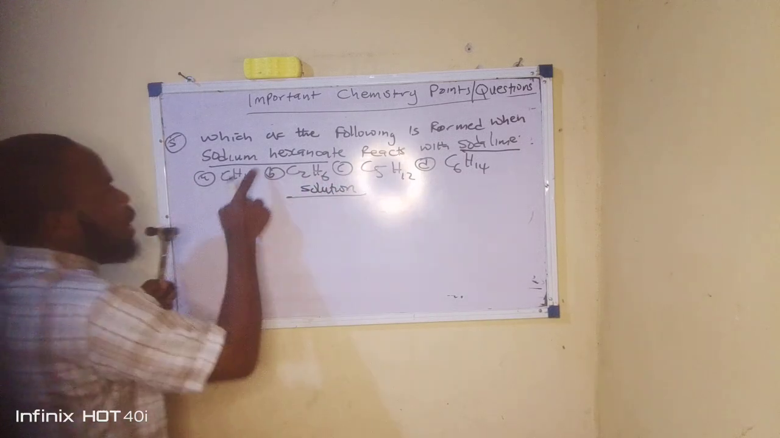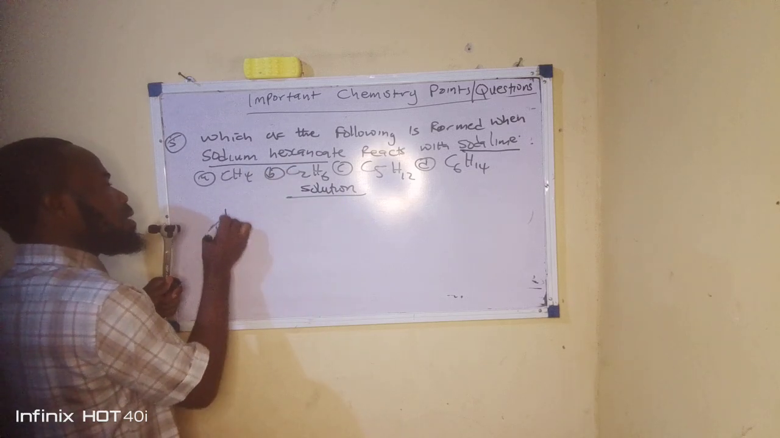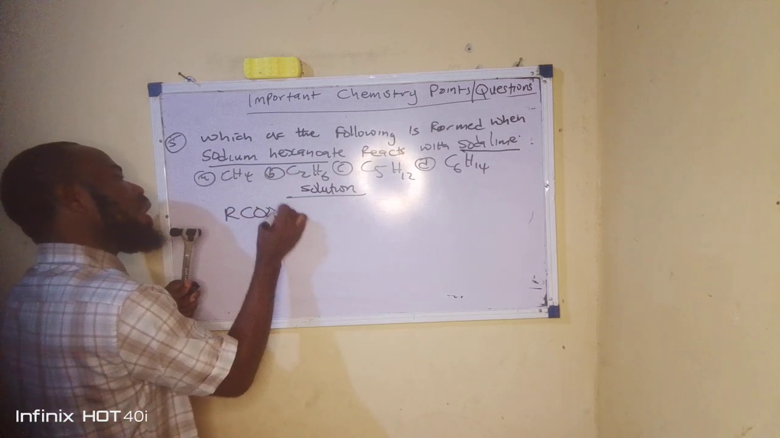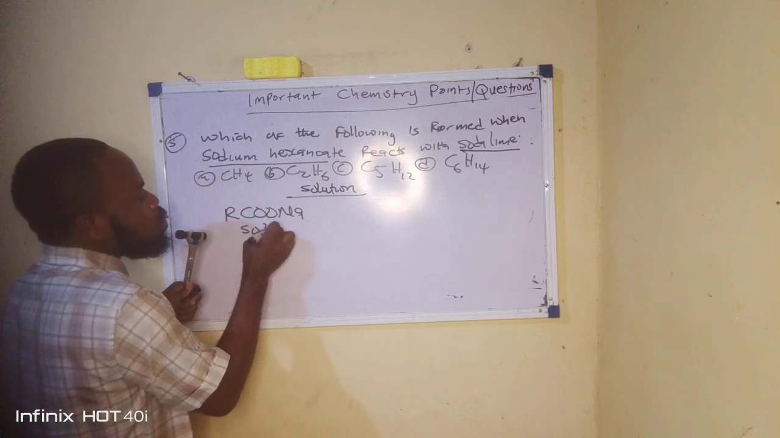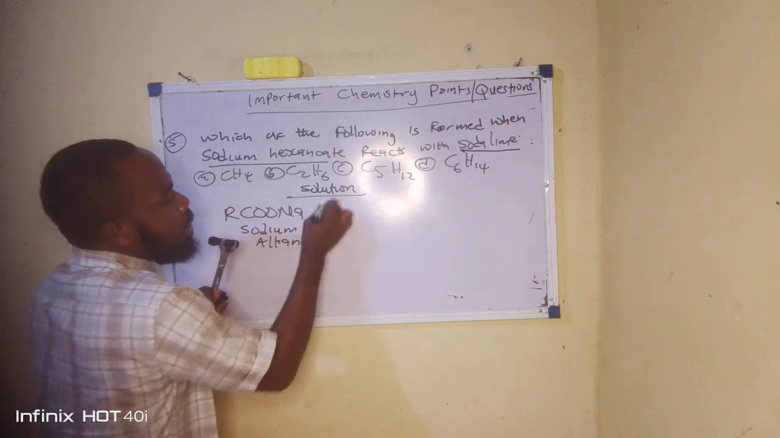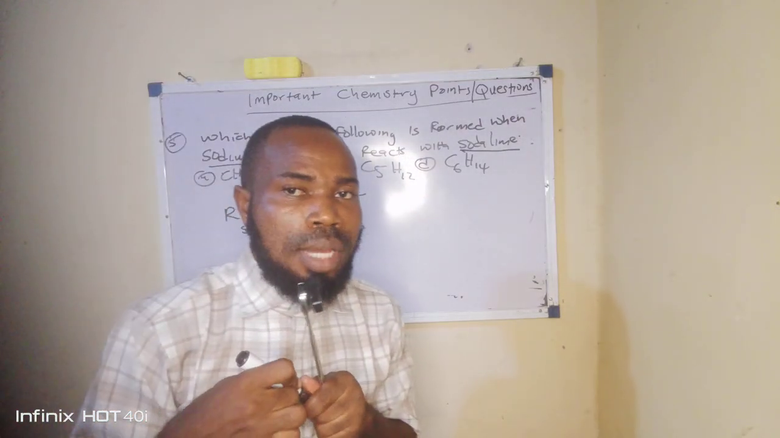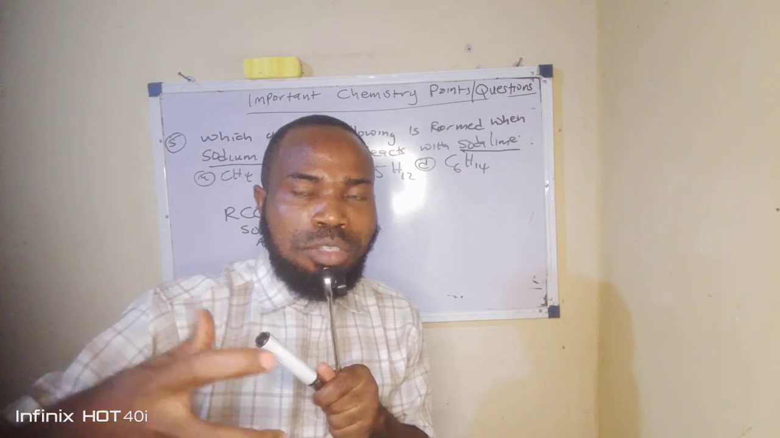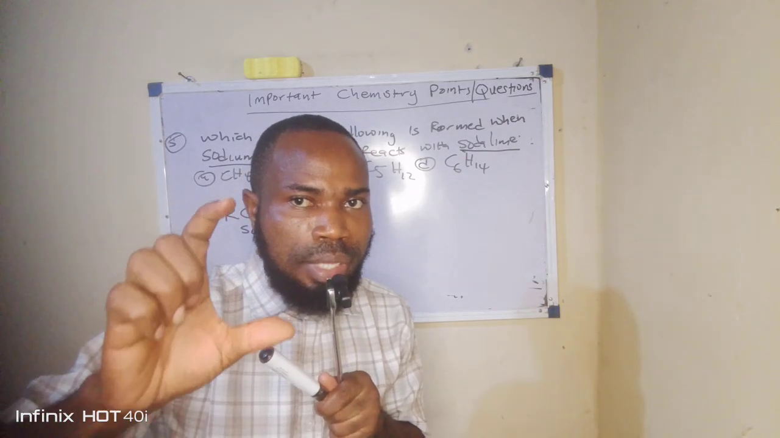Now if I go like this, I will have what? The formula normally is RCOONa, this is sodium alkanoate. Now, when sodium alkanoate reacts with soda lime, now soda lime also has the same formula as caustic soda, which is sodium hydroxide, but the sodium hydroxide has been mixed or slaked with quick lime, but it has the same formula as sodium hydroxide.